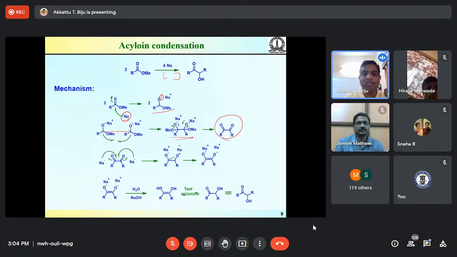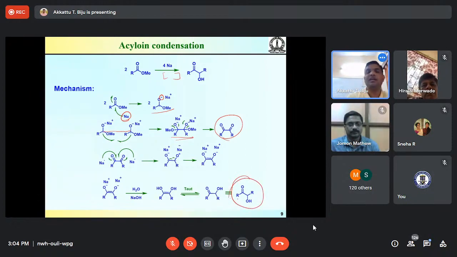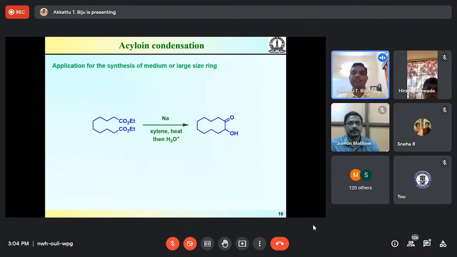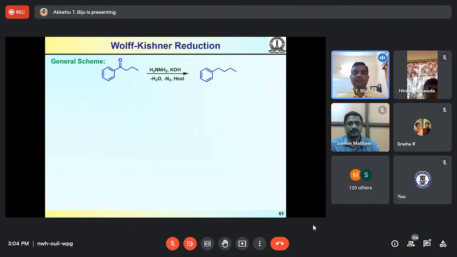And to the 1,2-dicarbonyl compound, again, the same process can repeat. And in the end, this leads to the formation of the acyloin. So the acyloin condensation reaction goes from the ester to the alpha hydroxy ketone derivative. So this is the cyclic analog of the acyloin reaction.